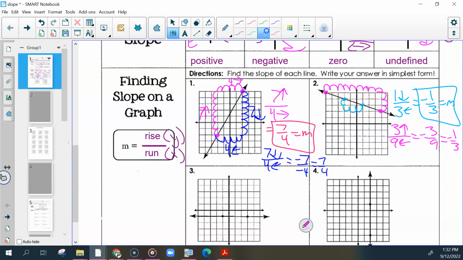This means every time I go down 1 and to the right 3, I should end up at another point. And it shows that. So if I go down 1, right 3, down 1, right 3, and if I did it again, I'd end up with something off the graph, but as the line continues to go, it should still work. Okay. Other questions on that one?